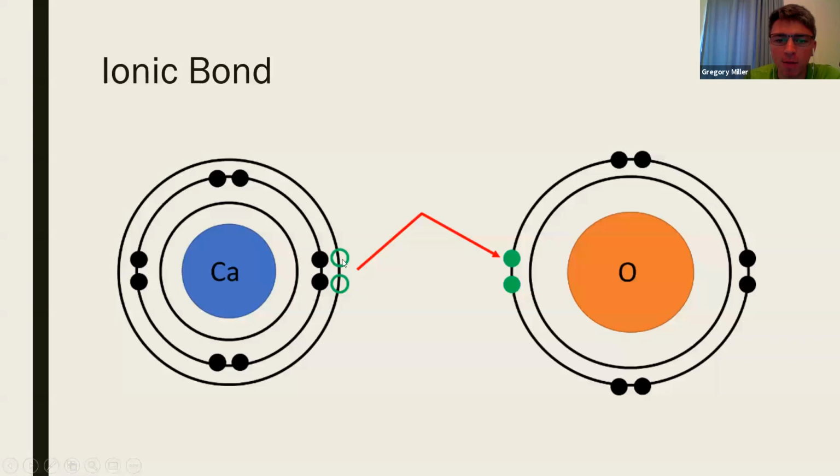So if calcium gives up these 2, the next ring down has 2, 4, 6, 8, which makes it stable. When these 2 are given up to oxygen, oxygen has 2, 4, 6, 8 as well, making it stable, which is why this bond occurs. And then calcium would become a 2+, oxygen would become a 2-, and that positive-negative attraction is what pulls them together.